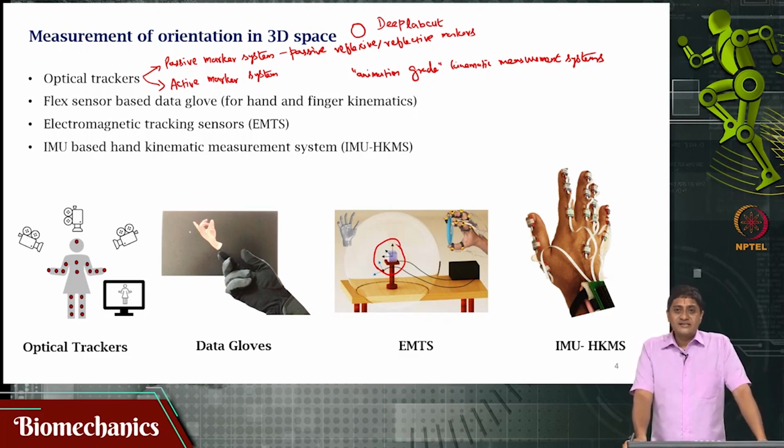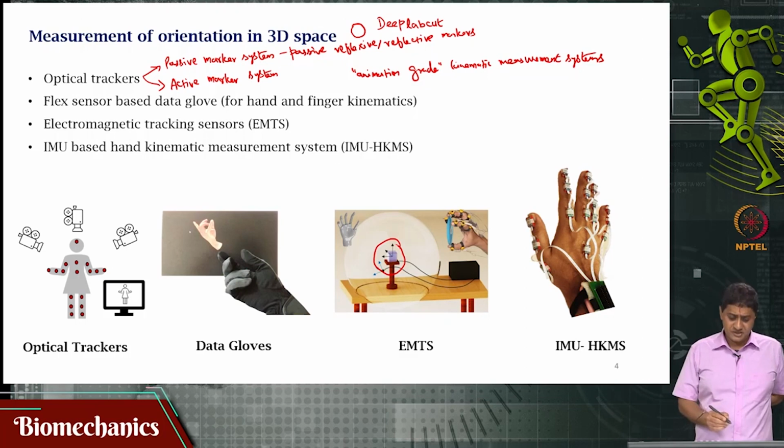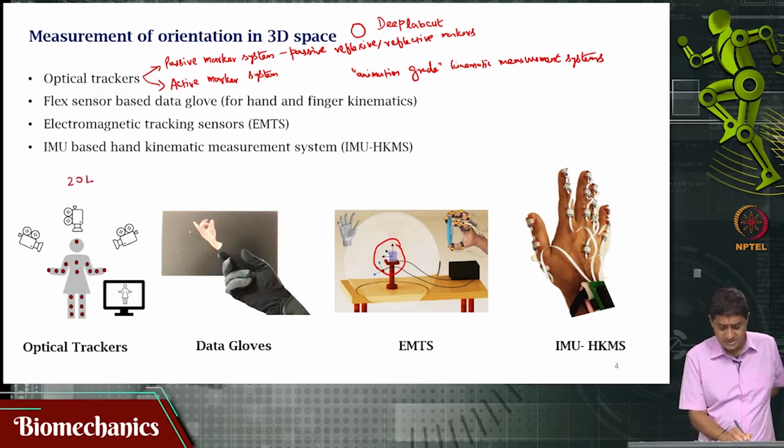Then, a variant that we have developed in our lab is an inertial motion unit based, IMU based, hand kinematic measurement system. While we are discussing this, let us have a sense of the costs. If you are talking about optical sensors for whole body measurement, even if you go for the inexpensive animation grade like OptiTrack, you are easily looking at around 20 lakh rupees.